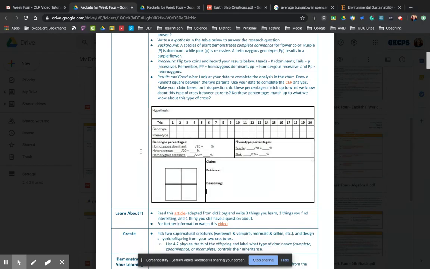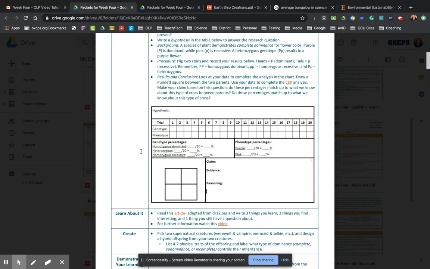In the chart provided, you're going to be considering what color flower the offspring of plants will have. You're going to flip two coins, and let's say that both coins turn up heads. That means that you have a plant that is homozygous dominant, meaning big P, and you would write that down for the genotype of trial 1. And for the phenotype on that trial, you would record purple for the flower color. So any homozygous dominant flower is going to be purple.